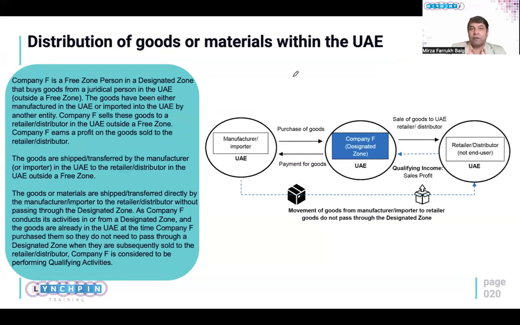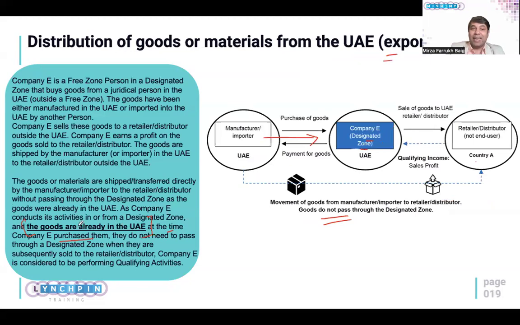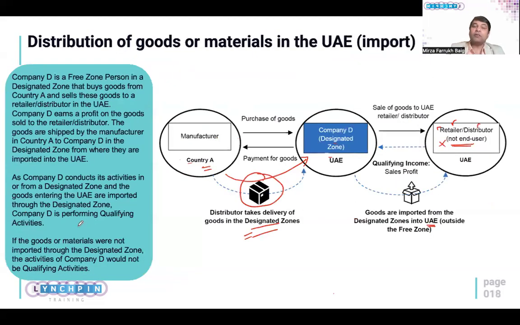Next, distribution of goods and material within the UAE. Again, I must be a company in the zone. I buy the goods from somebody in the UAE, and I ask him to ship directly in the UAE. Still, I would be able to avail the benefit of qualifying activity, because the goods were already in UAE. So just understand that if the goods were already in UAE when I purchased them, the condition of passing the goods through the zone would not be applicable. This would only be applicable if I am importing the goods myself and I am then selling it onwards. So in that case, I have to pass them through the designated zone itself.